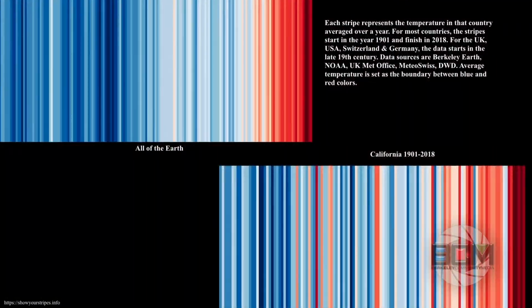Here's another way of looking at the same data. A blue stripe represents cooler than the average for the past 100 years. And a red stripe, and deeper red, means warmer than the average over the past 100 years. So time runs along this axis. Here's the whole planet Earth, and here's the state of California for this same window. And I think the trend is fairly obvious.